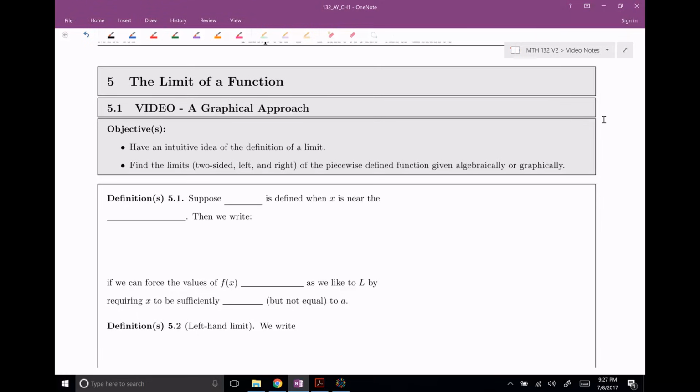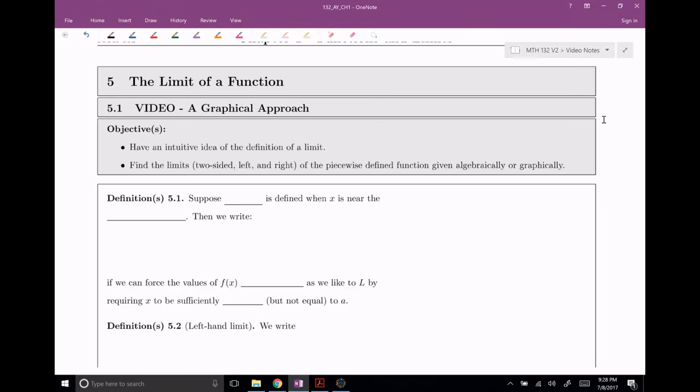So the objectives: I need to tell you a little bit about what this thing, the limit, is. We're going to try to gain an intuitive idea for the limit of a function, and then practice finding some limits. There are going to be different kinds: two-sided, a left-hand limit, a right-hand limit. And we're going to do these for specific piecewise defined functions given algebraically or graphically.